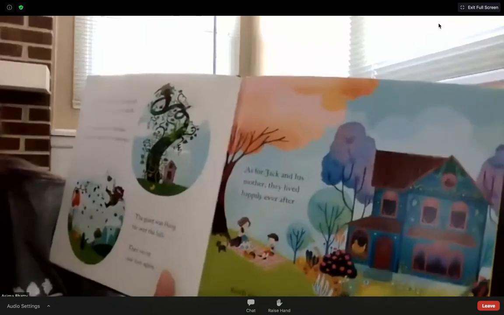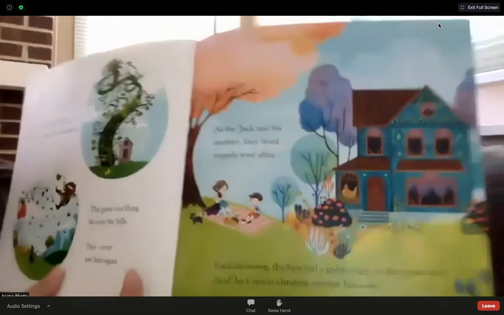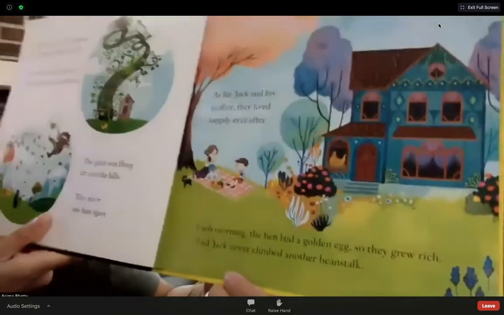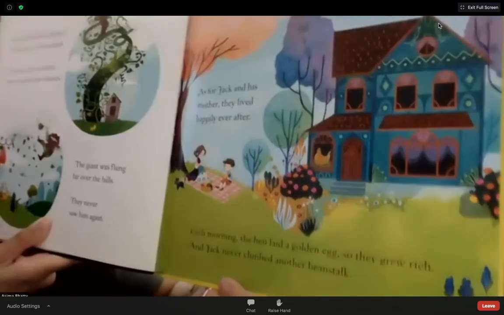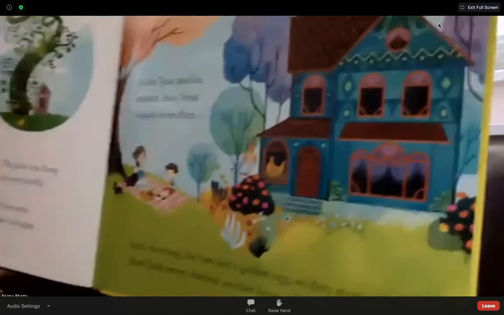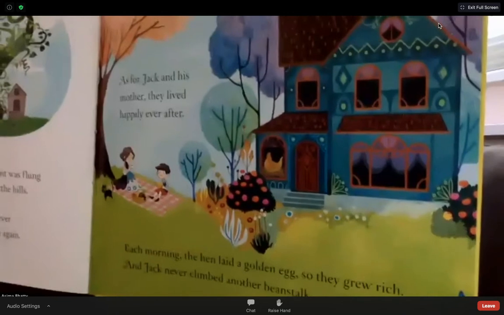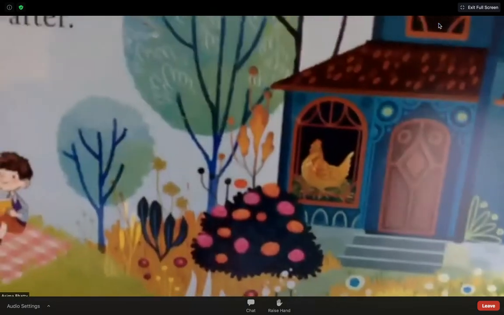As for Jack and his mother, they lived happily ever after. Each morning, the hen laid a golden egg, so they grew rich, and Jack never climbed another beanstalk. The hen is in the window. Yes, the hen is in the window. Great observation. There she is, laying her golden eggs.